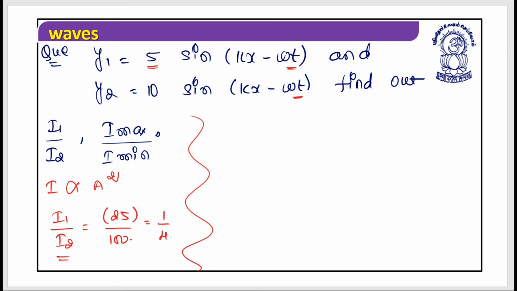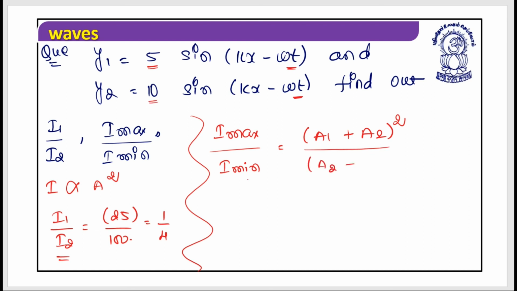Any doubts? No? Great. Next, what I need to find out is I max is to I min. I max was A1 plus A2 whole square, and I min, since A2 is dominating, is A2 minus A1 whole square. So A1 plus A2 whole square is 5 plus 10, which is 15 square, divided by 10 minus 5, which is 5 square.